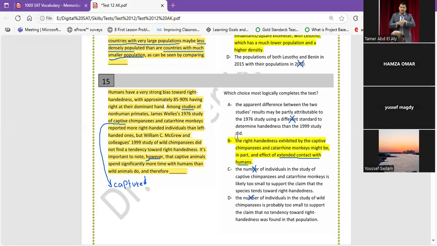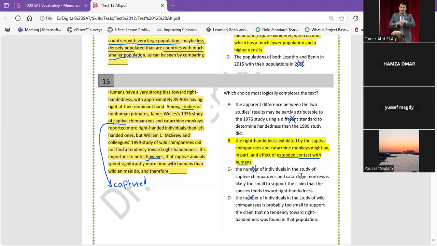Okay, let's find, depending on this information. The apparent difference between the two studies' results may be partially attributable to the 1976 study using a different standard to determine handedness than the 1999 one. No, they never say that. No. The right-handedness exhibited by the captive chimpanzees and catarrhine monkeys might be in part an effect of extended contact with humans. Yes, because both of them are captive, so both of them start being affected by humans, so all of them start using the right hand.